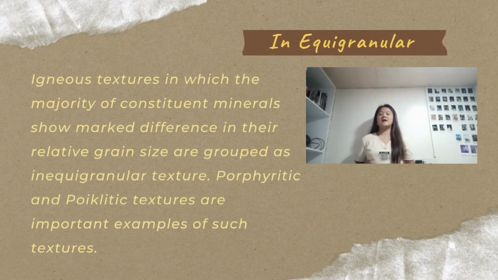Igneous textures in which the majority of constituent minerals show marked differences in their relative grain size are grouped as inequigranular textures. Porphyritic and poikilitic textures are important examples of such textures. The porphyritic texture is distinguished by the presence of a few prominently big crystals, phenocrysts, contained in the fine-grained groundmass or matrix.